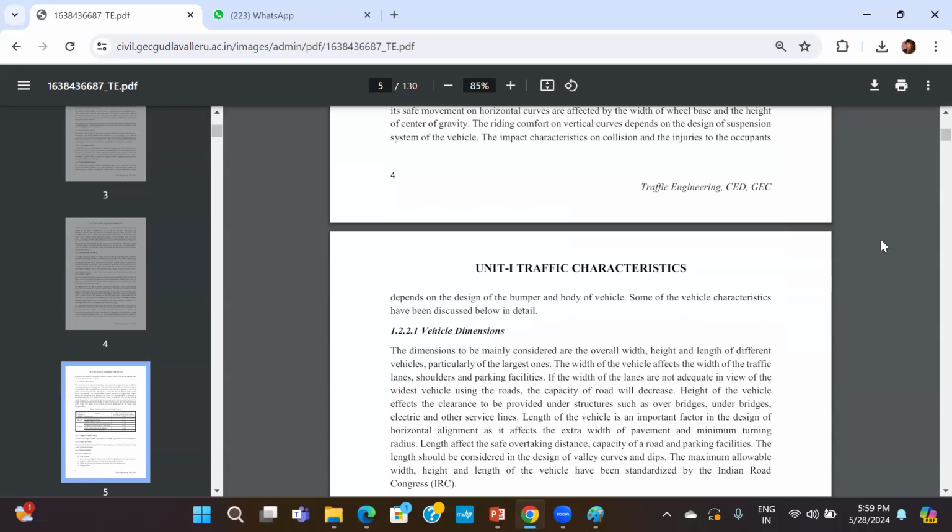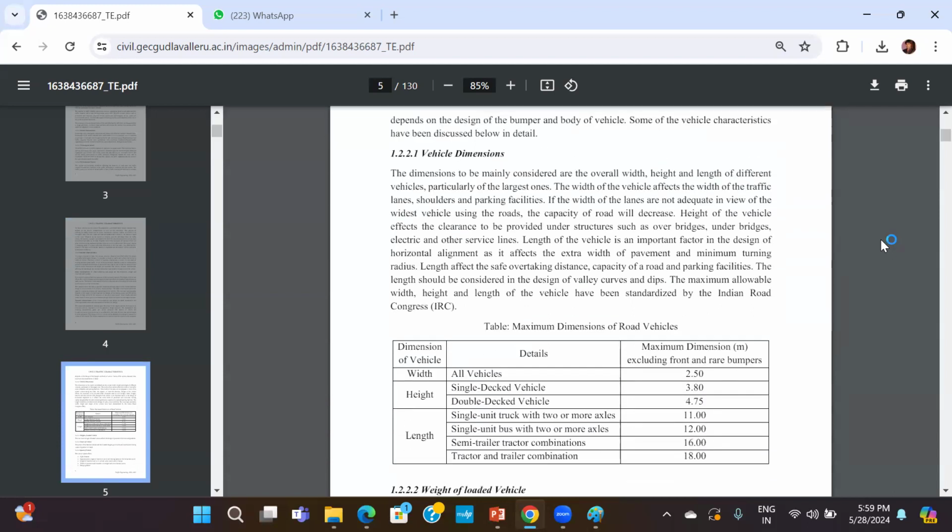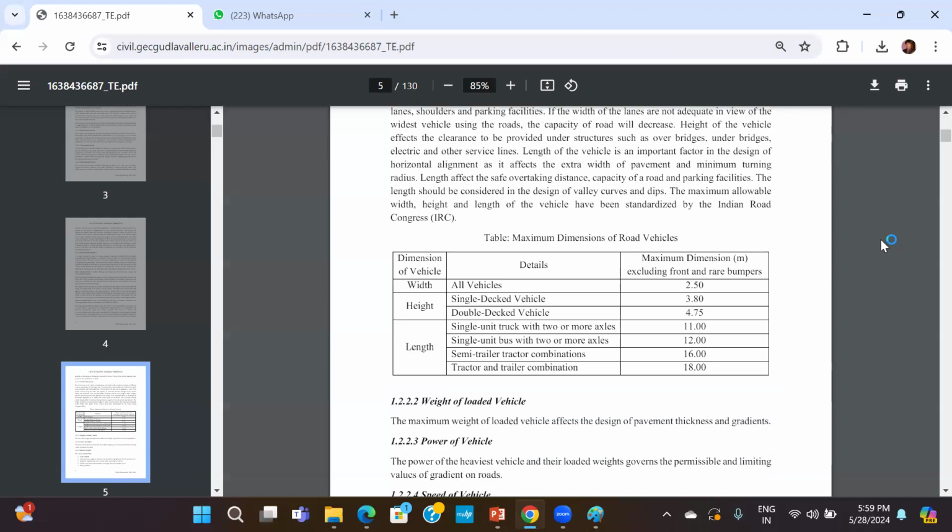So while coming to the vehicle dimensions, these are all the standard dimensions. So already we know that the width of the vehicle is 2.50 meters, and for single decked vehicles the height is 3.80 meters, and double decked vehicles 4.75 meters. The length of a single unit truck with two or more axles is 11 meters. A single unit bus with two or more axles is 12 meters. So these are a few standard dimensions of a vehicle.